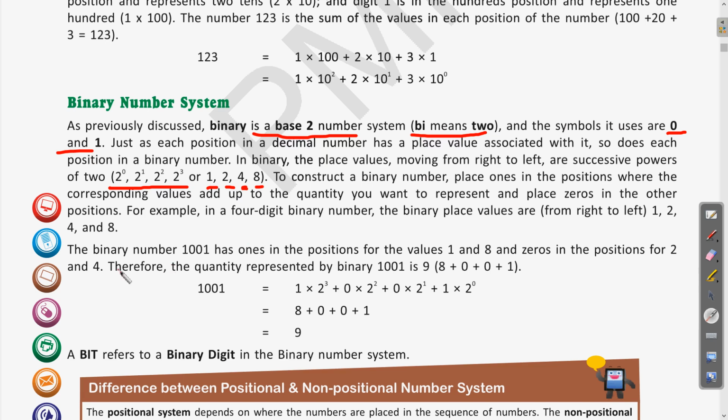Let us take the example given. The binary number 1001 has ones in the positions for values 1 and 8 and zeros in the position for 2 and 4. So what it is saying, whatever the position of that number, as we have already seen that in any of these numbers, let me take the pen.